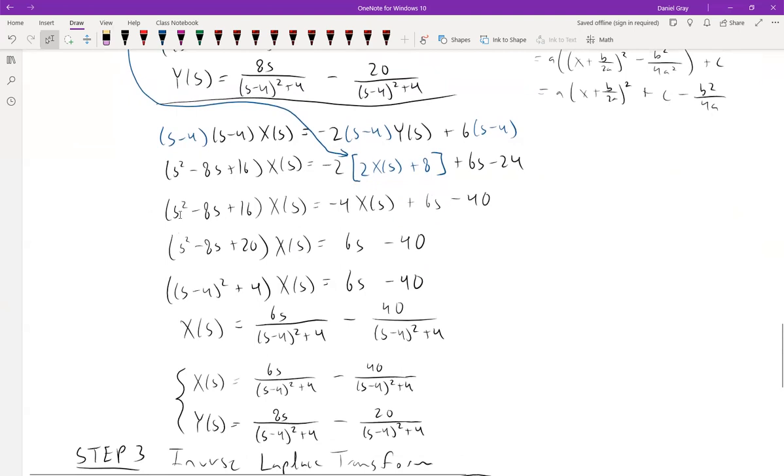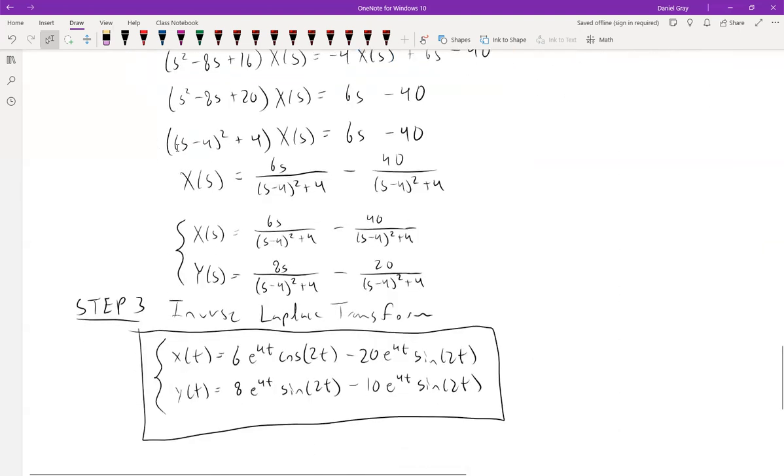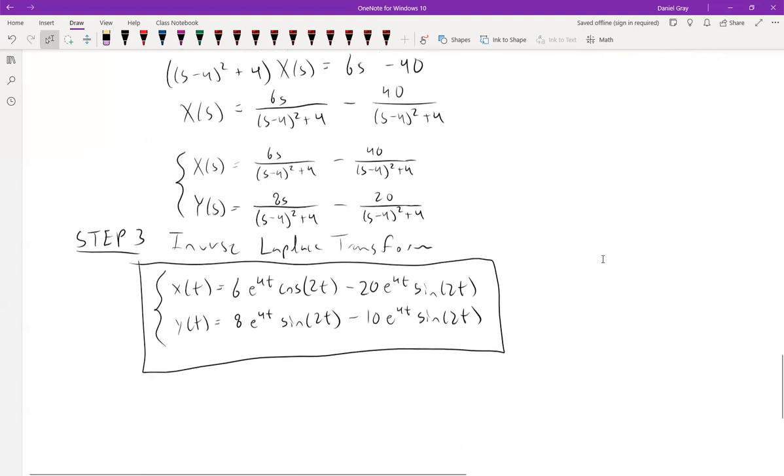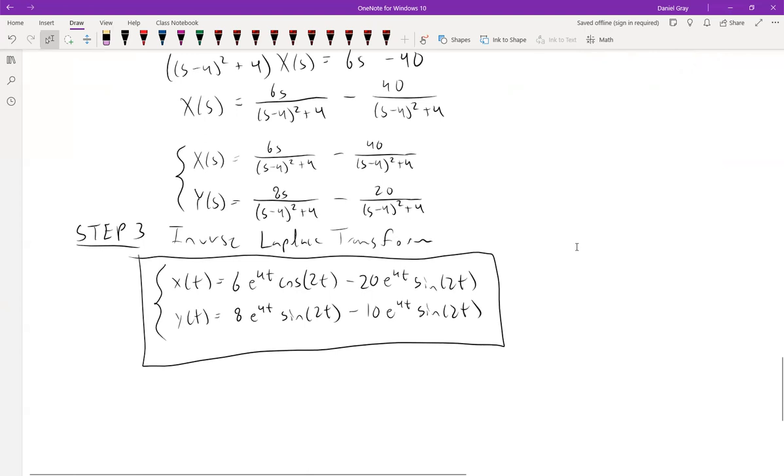So after combining everything together, we get this. But now I need to add my 4x of s to both sides of the equation. So we'll get this again, which we already know how to complete the square on now. So I'm just going to go ahead and do that. And that's going to be equal to 6x minus 40. Now I'll divide by this, and I get that x of s is 6s over this minus 40 over this. So then I've collected my terms here. Big X of s is equal to this, big Y of s is equal to this, and I'm ready for step 3, where I do the inverse Laplace transform.